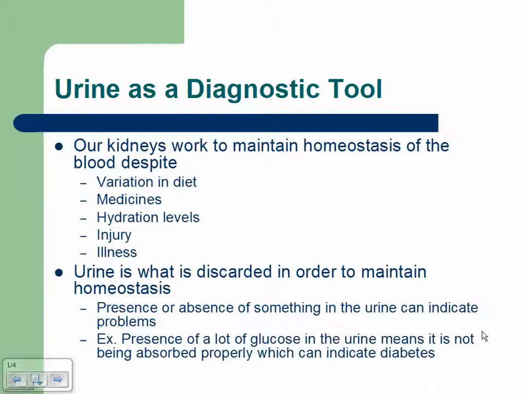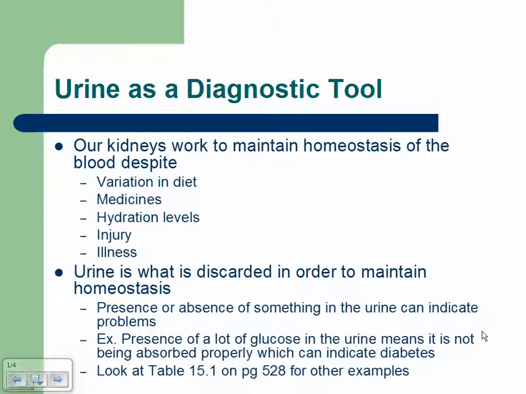Okay, another example, if I see a lot of glucose in my urine, this means it's not being absorbed properly. We shouldn't be peeing out glucose. That should be getting reabsorbed and used. But if it can't, that could be a sign that diabetes is going on. So sometimes the first sign of diabetes is from a urine sample.